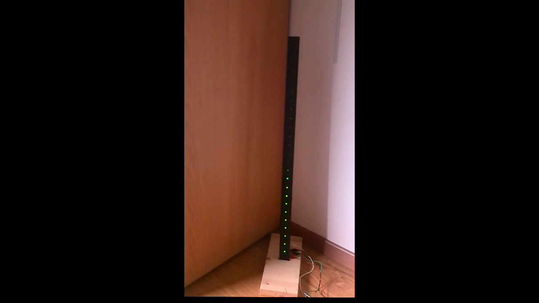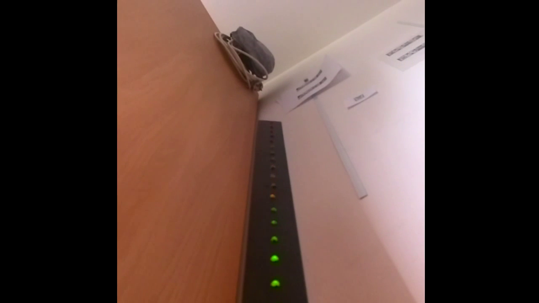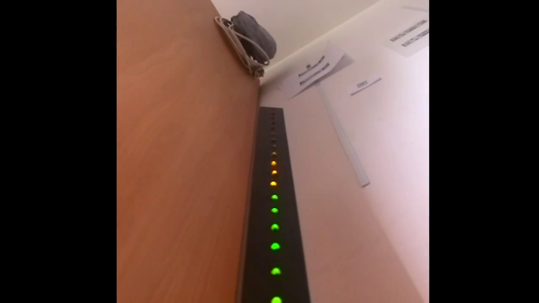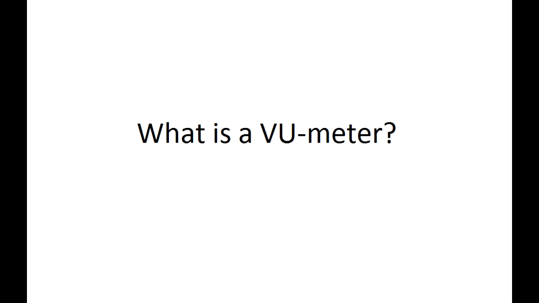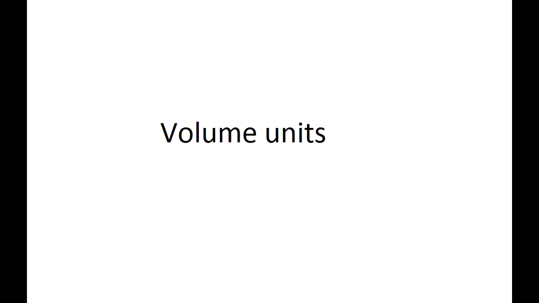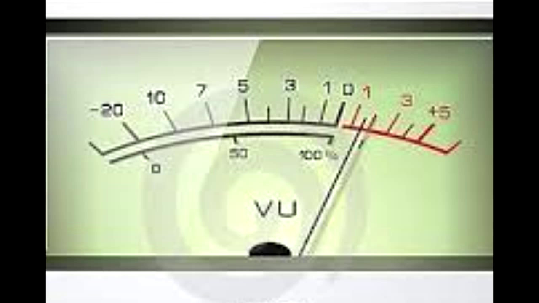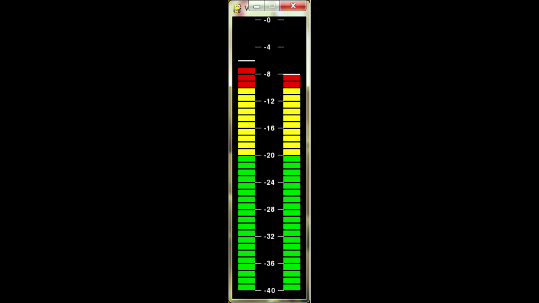In this video, I'm going to show you how to make a VU meter that will turn an audio signal into a visible light array, which looks pretty awesome in your room. So, the first question is, what is a VU meter? VU stands for volume units. A VU meter represents the amplitude of a specific signal on a display, for example, on an analog voltage meter or an array of LEDs.